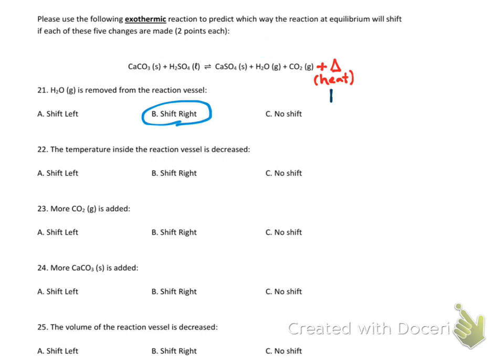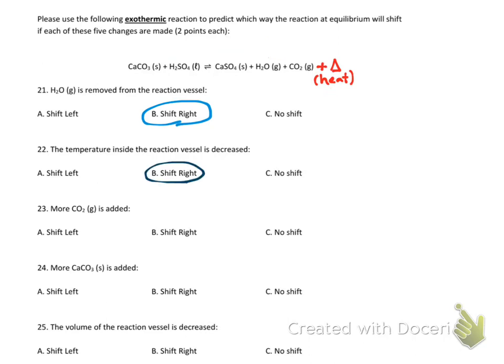What if the temperature is decreased? It's like we're removing heat from this reaction. Well, again, heat's kind of like a product, and even though this is a simplification of thermodynamics, it's one that works really well with Le Chatelier's principle. So if we're losing products, we actually need to shift to the right.